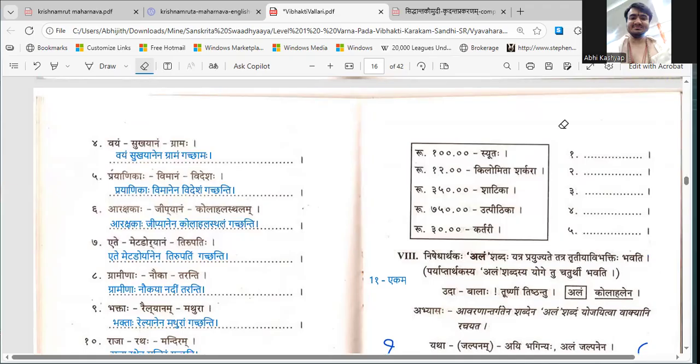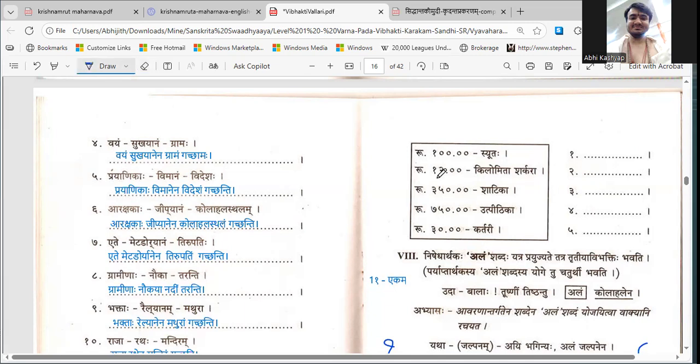We will take the same form. Because framing sentences we have not yet gone over there. We'll just imitate that. So aham, this is 100. 100 is shata. Aham shata rupyakaihi स्यूतम् क्रीतवान्, or etat स्यूतम् क्रीतवान्. I bought this bag for 100 rupees.